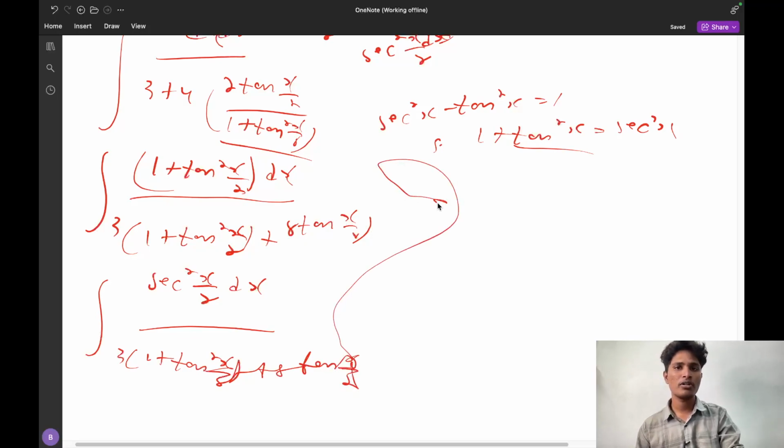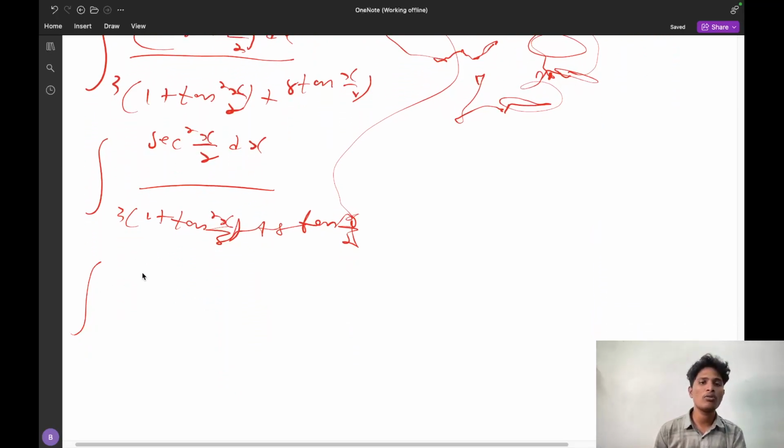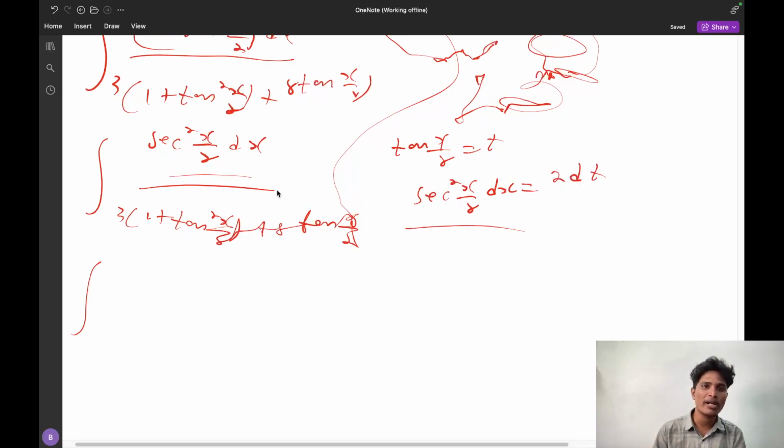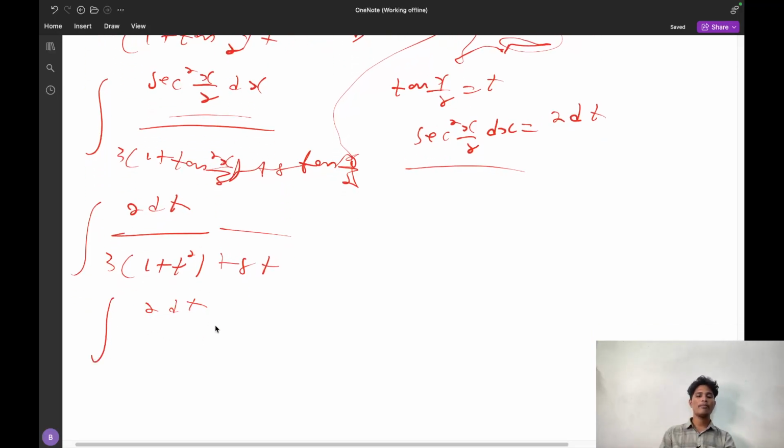And what I said, I have to substitute tan x by 2 is equal to t. So if I substitute, what will I get? Secant square x by 2 dx is equal to 2 dt. So this entire thing in the numerator can be written as 2 dt, and the denominator is 3 into 1 plus t square plus 8t. So if I see clearly, it will be 2 dt divided by 3 plus 3t square plus 8t.